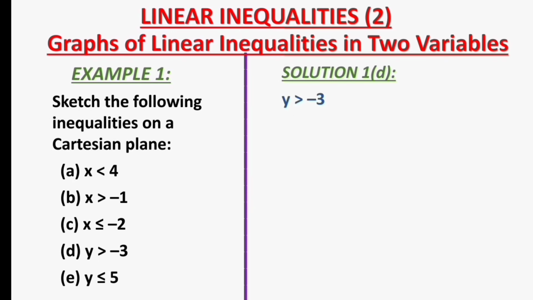Let's see the solution to question 1d. The graph of y is greater than -3. Once again, what type of boundary line will be required here? Is it a broken line or a solid line? Let's see if you are right.